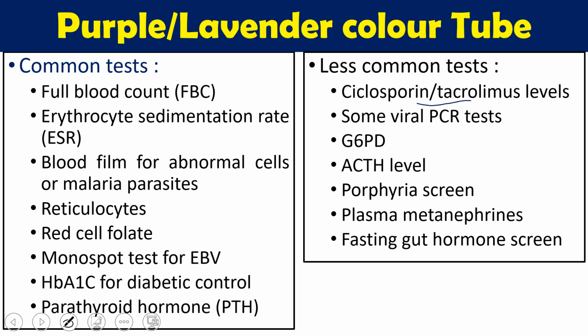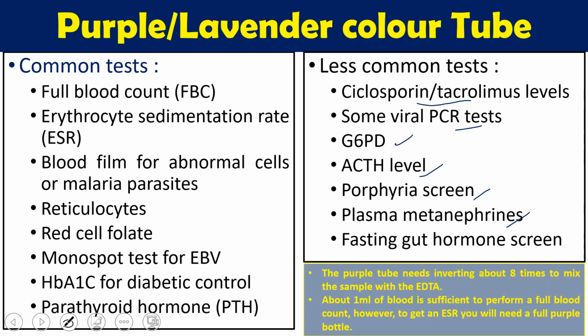Then some viral PCR tests, glucose-6-phosphate dehydrogenase deficiency test, ACTH (adrenocorticotropic hormone) level estimations, porphyria screenings, plasma metanephrines, and fasting gut hormone screening tests. So these are some of the less common tests, but here also we are going to use whole blood sample only. Now the purple color tubes need inversion of 8 times minimum.